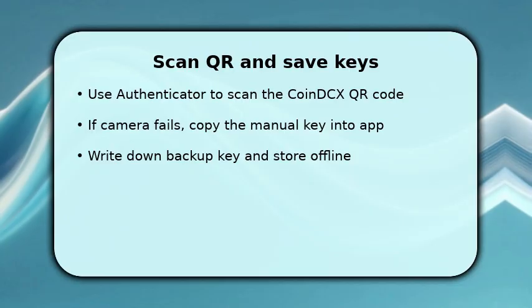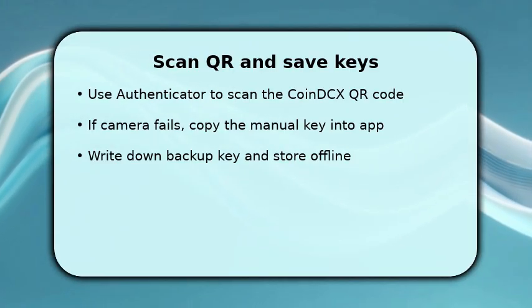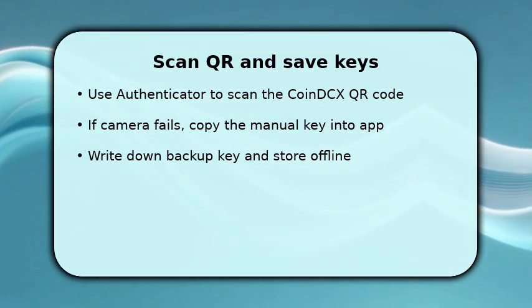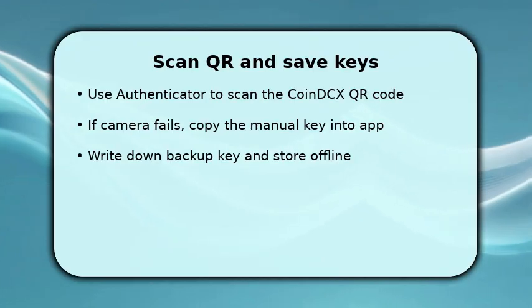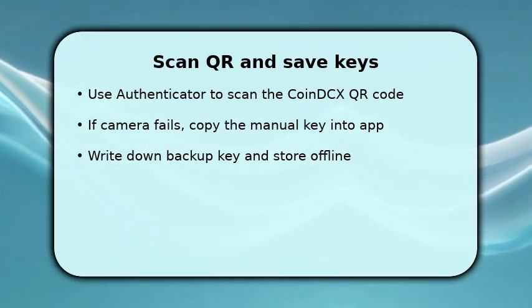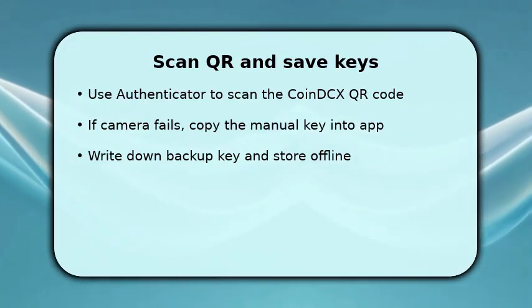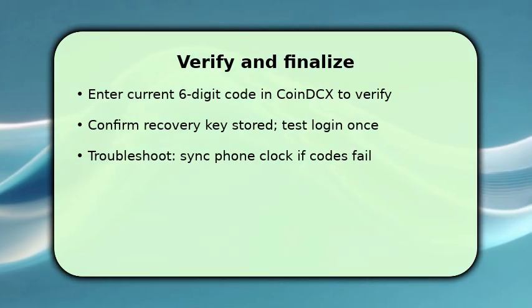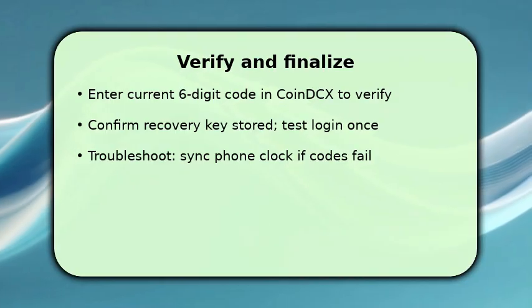If scanning fails, copy the manual setup key into the Authenticator app by choosing manual entry and pasting the key. Very important, write down the backup/seed key on paper and store it offline. This lets you recover access if you lose your phone. Once the account appears in the app, wait until a fresh 6-digit code generates before continuing. You finish by entering the current 6-digit code from Google Authenticator into Coindcx and submitting to verify the link.